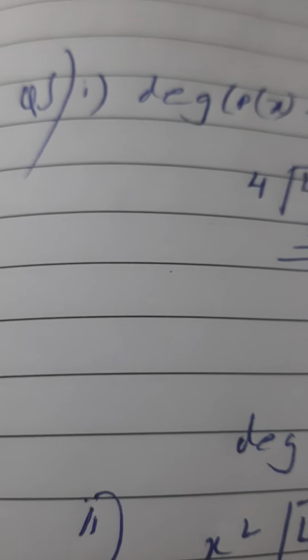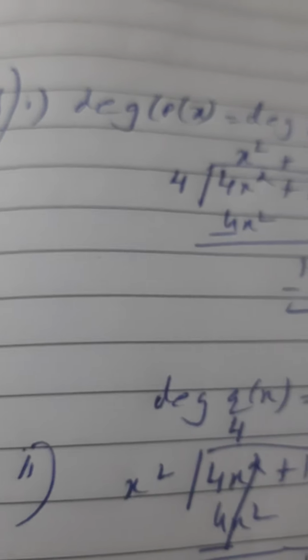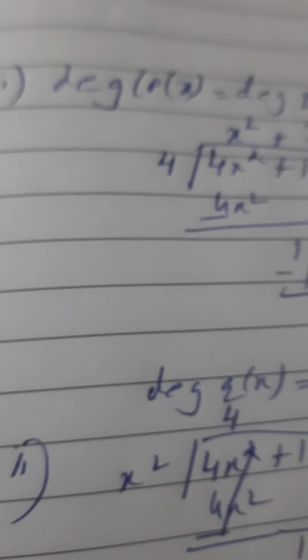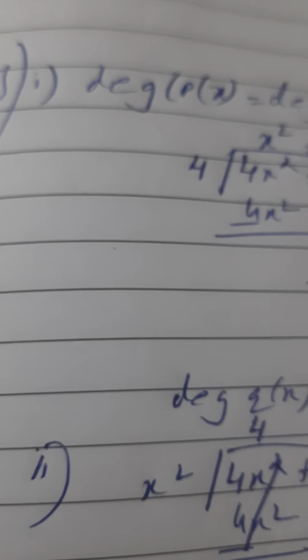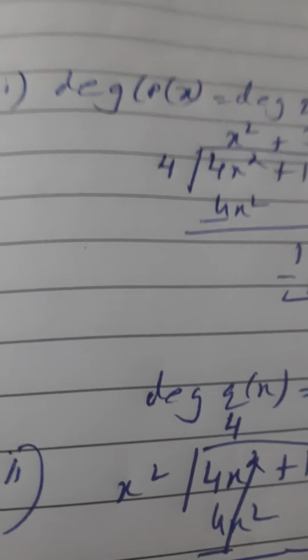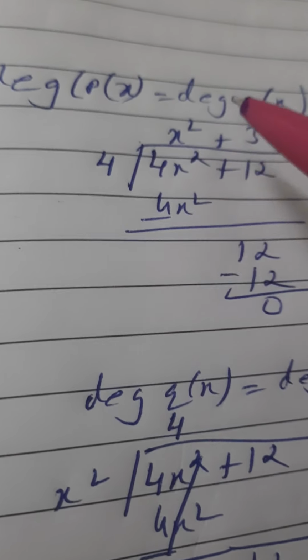Moving on to question number 5, that's the last question of the exercise. Here we have to give examples of polynomials where the degree of the polynomial and degree of the quotient is same. Now here the answer is not definite. There are infinitely many answers. So your answers can vary. You'll have to think of different examples where the degree of the polynomial and degree of the quotient is same.